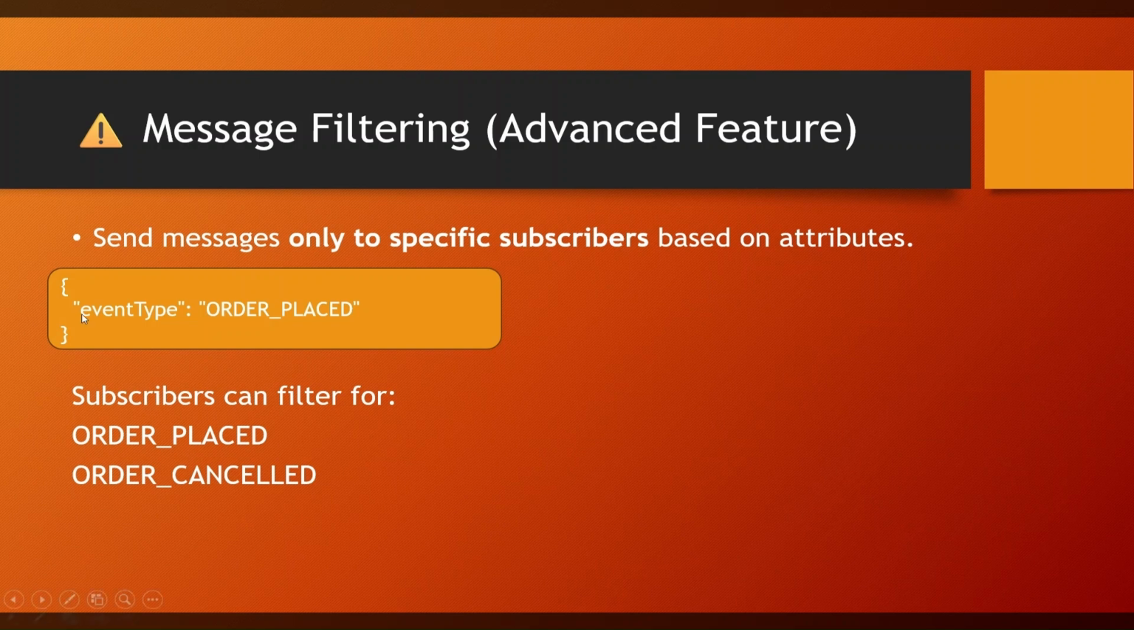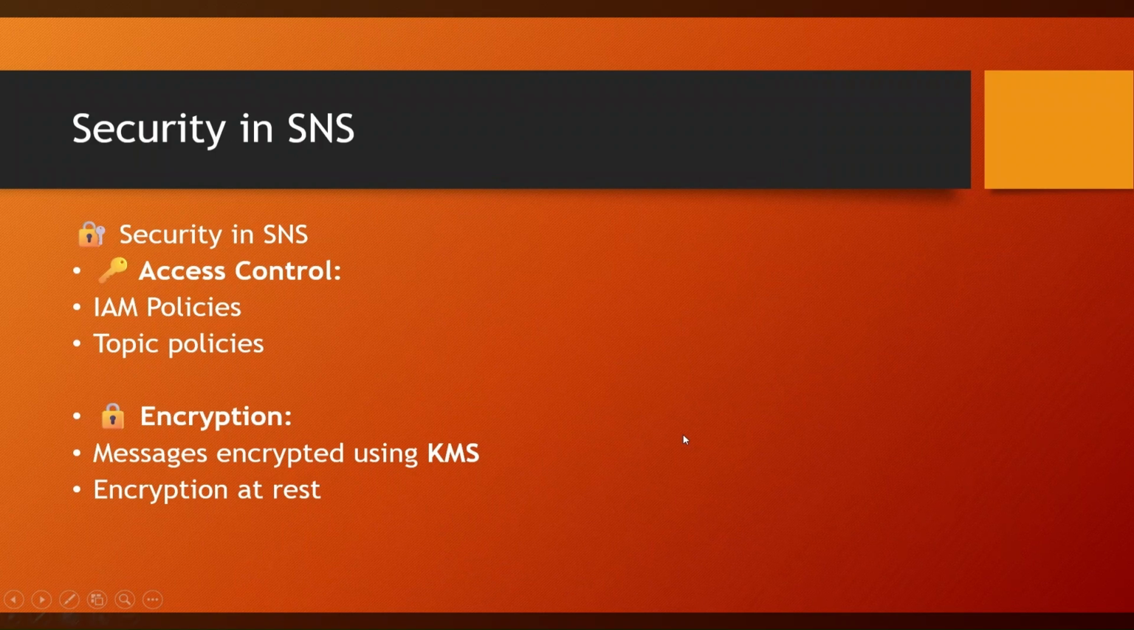Here in this example, if a subscriber sets event type as order placed, then that subscriber will receive events of that same type. Say for example, if an event occurred with order cancelled, the subscriber won't receive that message, because the subscriber is configured to receive only order placed. So this feature avoids receiving unnecessary messages and gets only specific messages. This is how message filtering works in SNS. Along with that, subscribers can filter for order placed, order cancelled, any different kind of events.